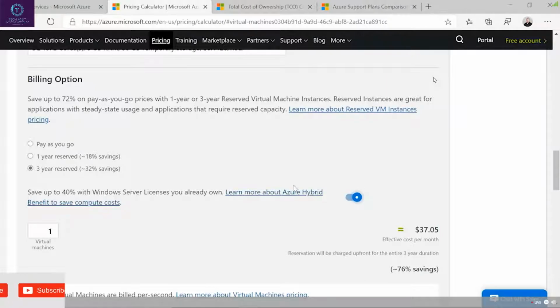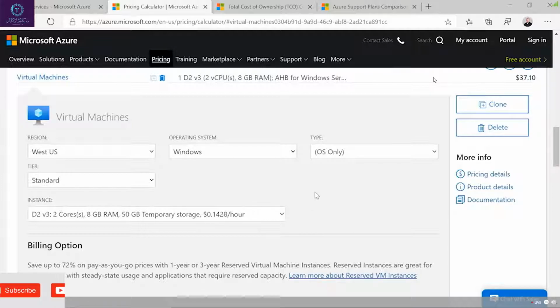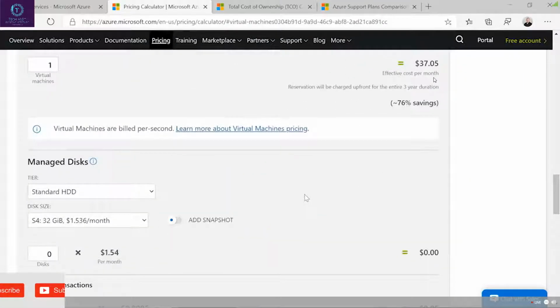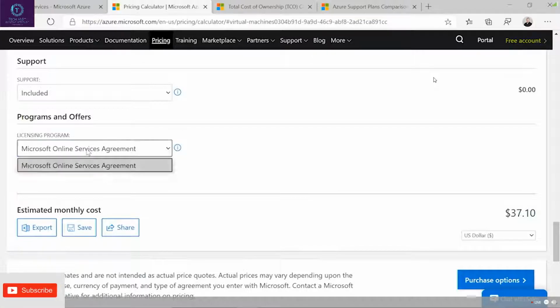So same system that we're here. Now I want to show you a trick. And I'm going to show you a trick here for real life inside of it. Now, when I scroll all the way down to my calculator here, we have this option that says licensing program. It says Microsoft Online Services Agreement. That's pretty much the pay-as-you-go full retail pricing that we have for this. But if you have an enterprise agreement or another agreement with us as a company, how do you get what that pricing is? One little quick trick.